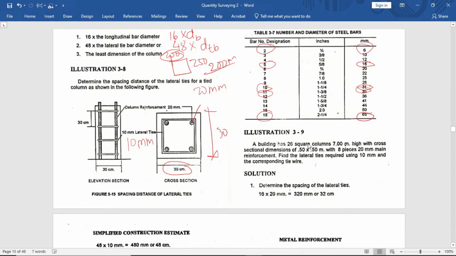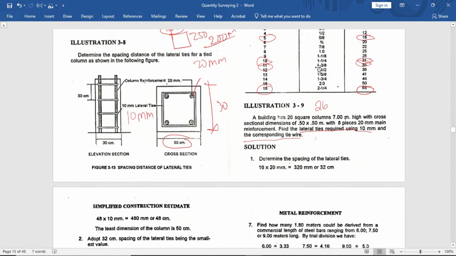Illustration 3-9. A building has 26 square columns, 7 meters high, with cross-sectional dimension of 0.5 by 0.5 meters, with 8 pieces, 20 mm main reinforcement. Find the lateral ties required using 10 mm and the corresponding tie wire. Hanapin daw natin yung lateral ties required using 10 mm and the corresponding tie wire.